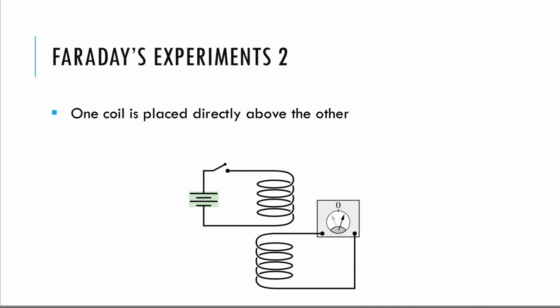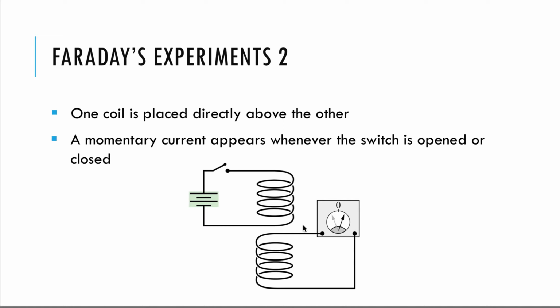In another experiment, he placed a coil, and this one had a battery attached. And when he closed the switch, guess what happened? Then there was a current induced in the bottom wire. This only happened when he closed or opened the switch. So do you have an idea of what could have caused the current in the bottom loop here?